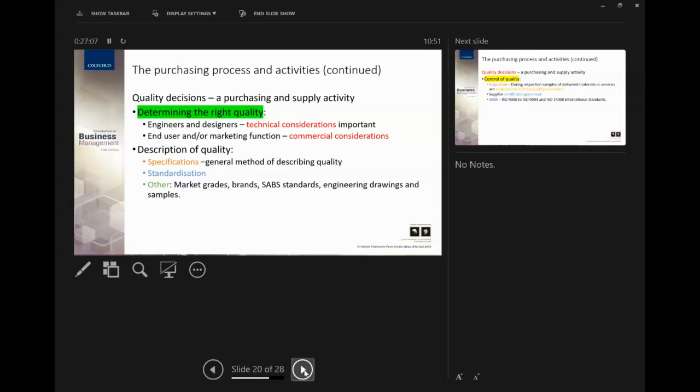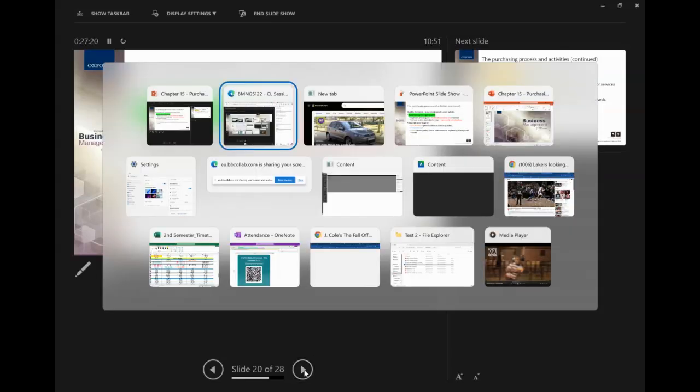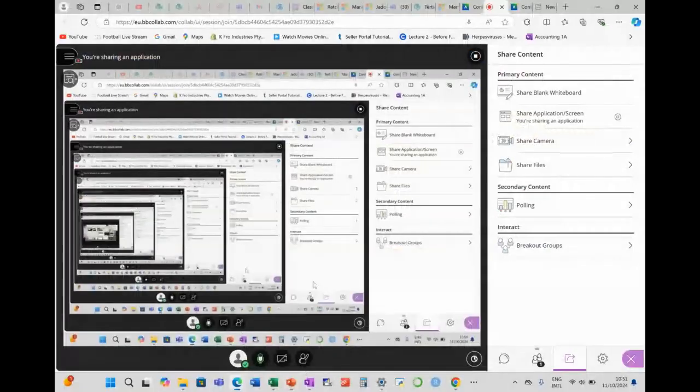Before we continue with the activities, I think we can take a break here. After the break, we'll finish off our remaining 8 slides.